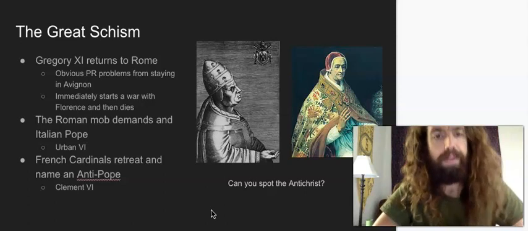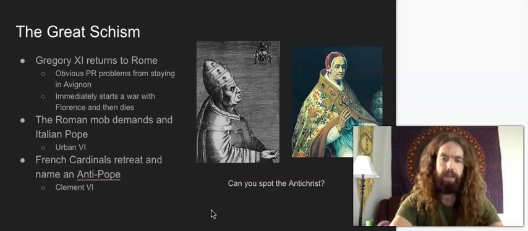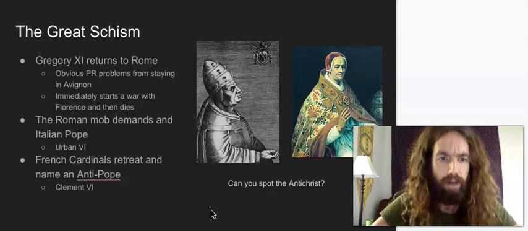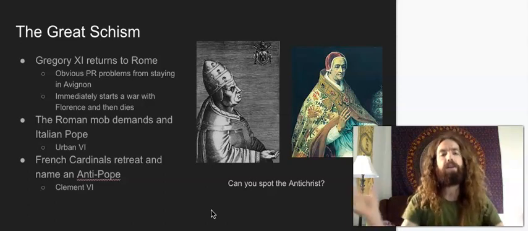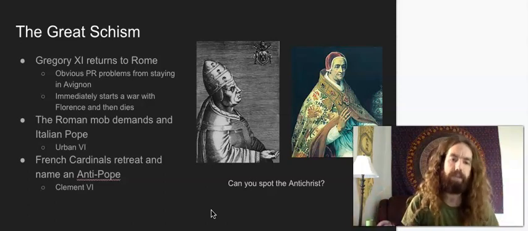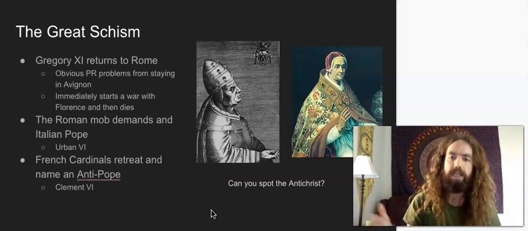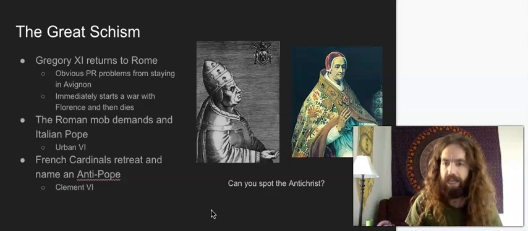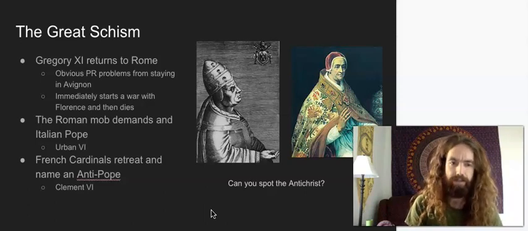And eventually, a guy named Gregory, even though he's a Frenchman, decides that for the good of Christendom, he is going to return the papacy to Rome. And the kings of France are like, no, you don't have to go. It's fine. But he decides to go. And so he gets his followers and he travels down to Rome. When he gets to Rome, he immediately starts a war with Florence and then dies.